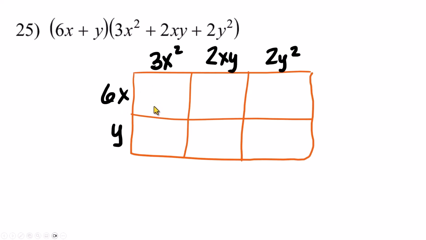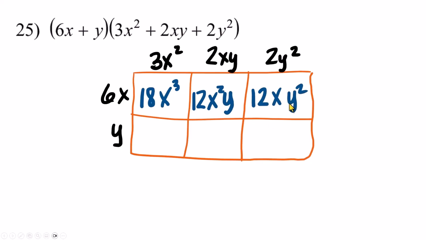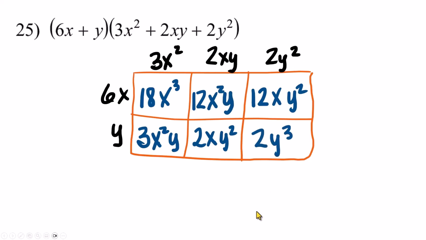6x times 3x squared is 18x cubed. 6x times 2xy is 12x squared y. 6x times 2y squared is 12xy squared. Y times 3x squared is 3x squared y. Y times 2xy is 2x squared y. And y times 2y squared is 2y cubed.